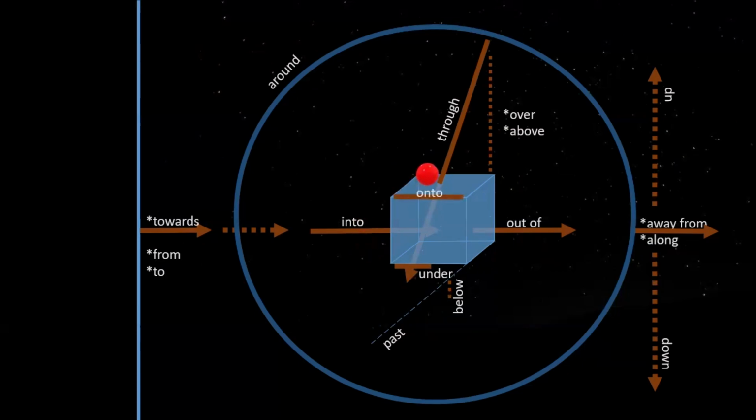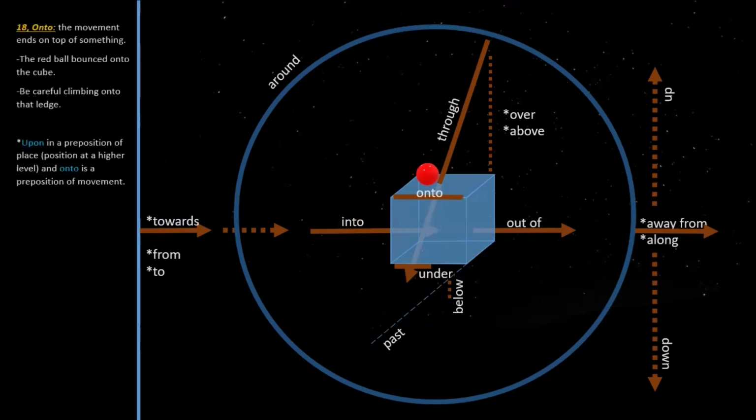Now, it went from a lower side to an upper side. It is similar to into, but now we're going to use onto. On and to are two prepositions that were put together. Onto means that the movement ends on top of something. As you saw, the red ball bounced onto the cube.